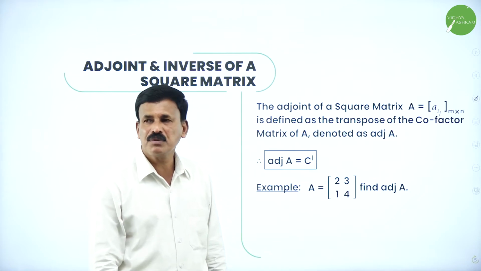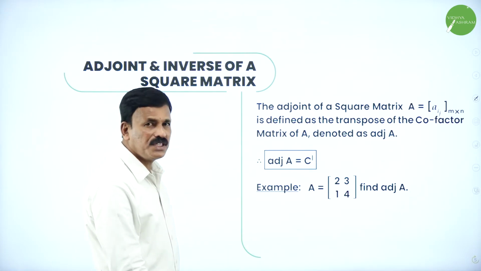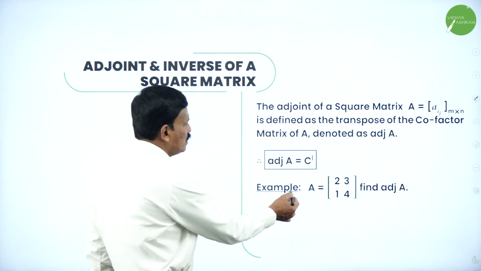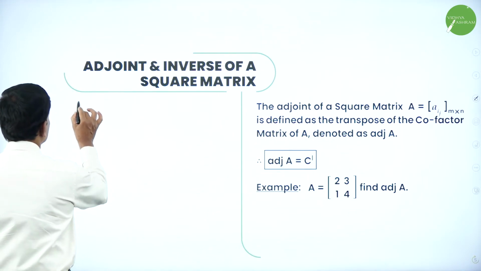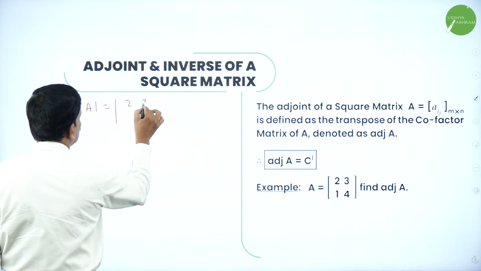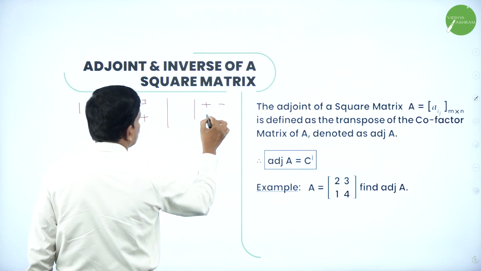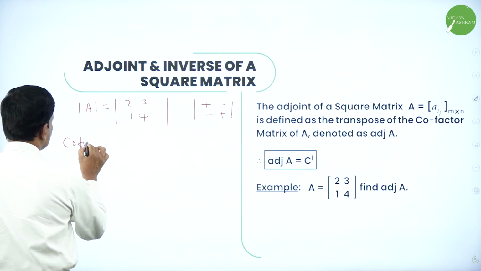Let us take an example. Find the adjoint of A, where A is equal to 2, 3, 1, 4. This is the matrix given. Now, let us write down the determinant of A. Determinant of A is determinant 2, 3, 1, 4. The signs are plus, minus, minus, plus. Okay. Now, write down the cofactors.